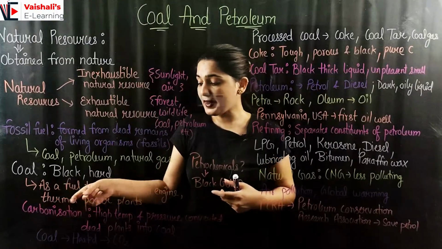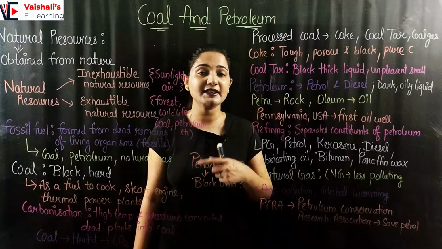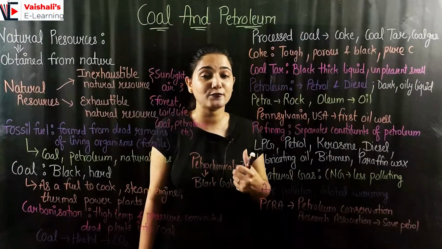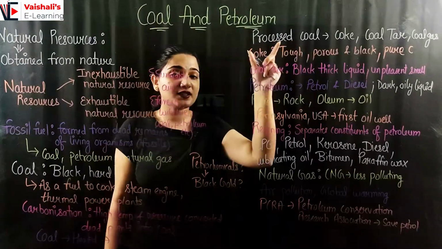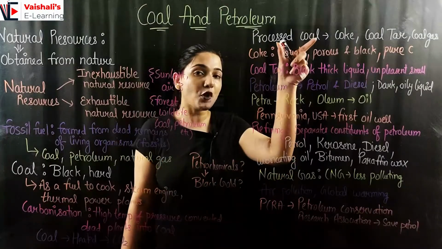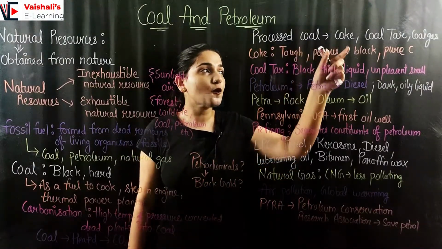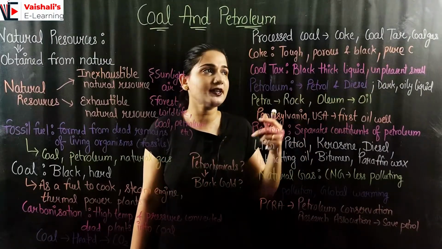So now coal, when it is heated, is going to produce CO2, which is a major pollutant gas, and it is going to produce the greenhouse effect as well, which is increasing the temperature of the earth. Now the processed coal: we cannot use the coal directly in a lot of applications, so we process it. The processed coal is coke, coal tar and coal gas, and in some cases we have bitumen as well.